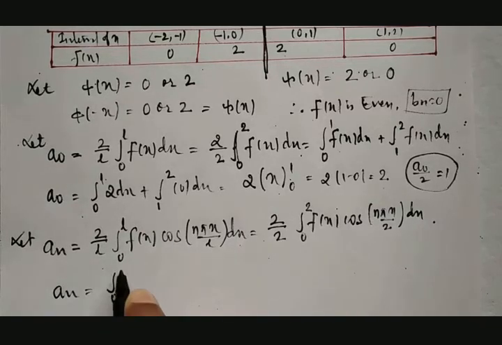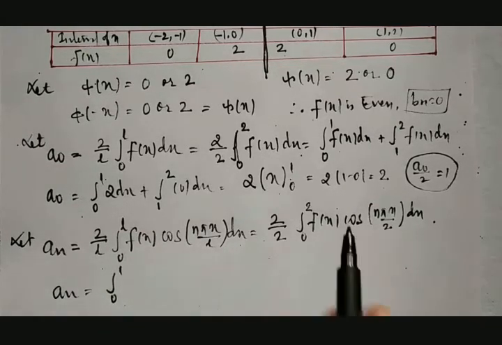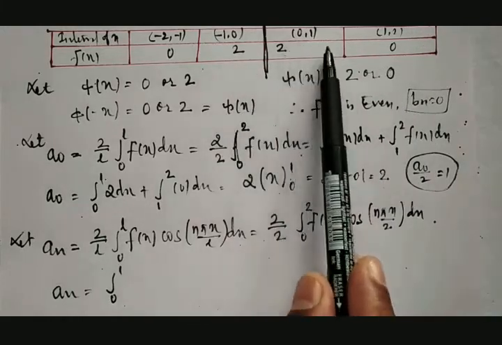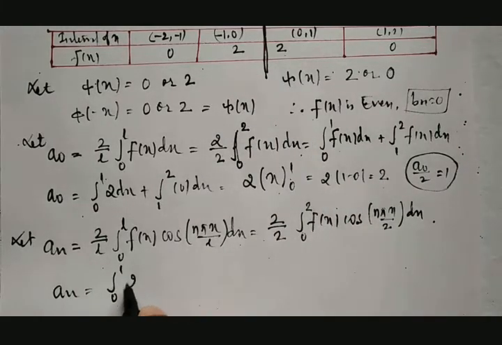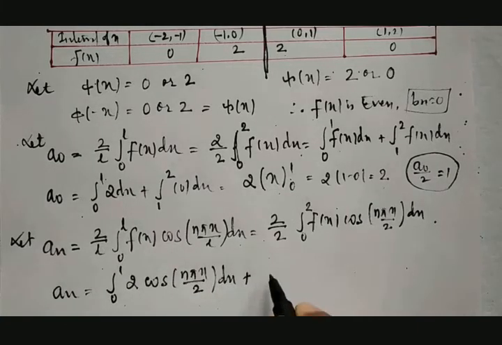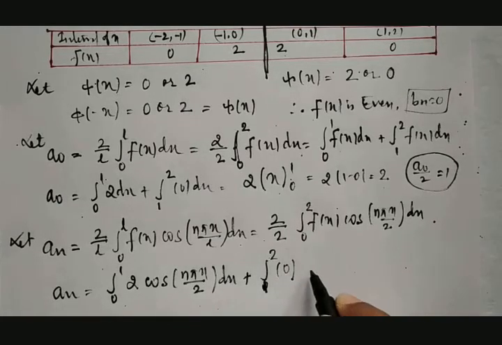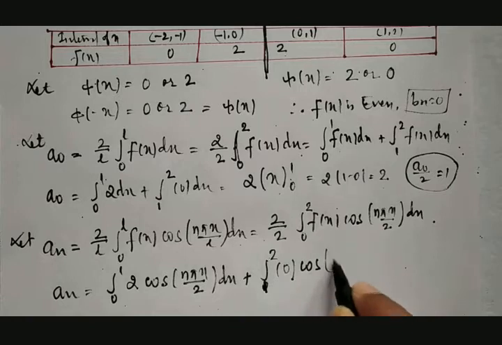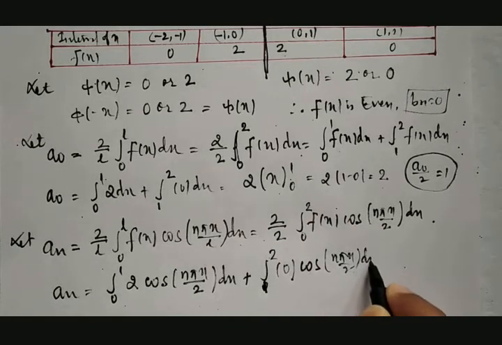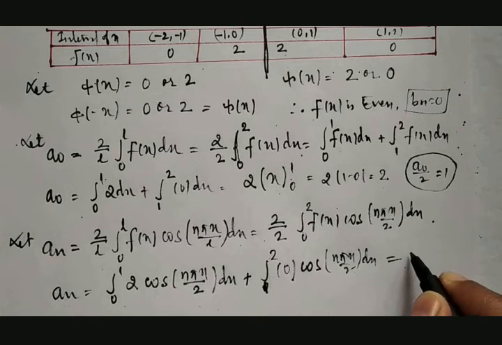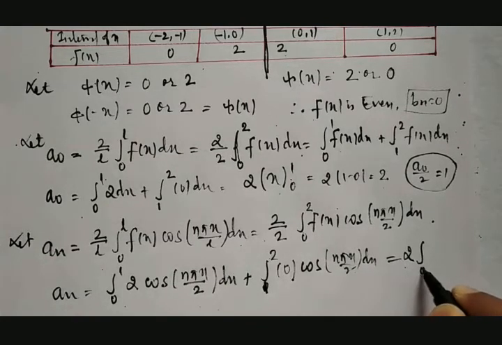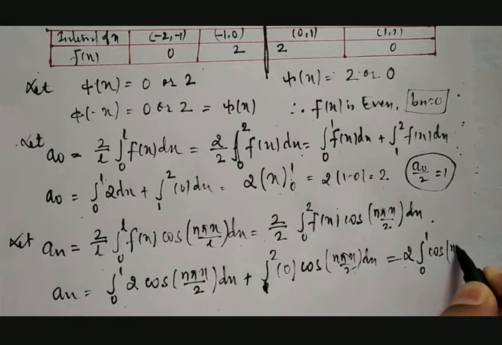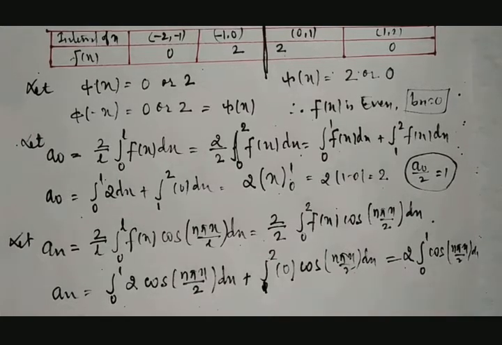Therefore, An is equal to 1 times the integration between 0 to 2, which becomes 0 to 1 where f of x is 2. So it is 2 times cos of n pi x by 2 with respect to x, plus the second integration between 1 to 2 is 0. Therefore, 2 is taken out, integration between 0 to 1, cos of n pi x by 2 with respect to x.